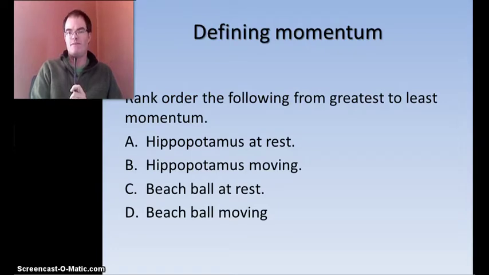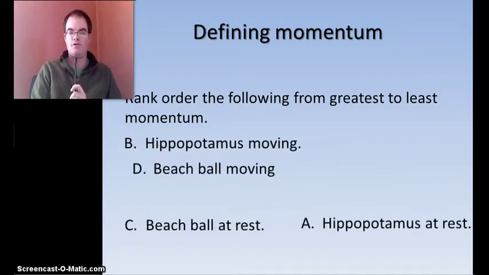Let's do this again. Let's rank order the following from greatest to least in terms of momentum. We're going to contrast momentum and inertia. What do you think? What has the most inertia? What has the least? Well, it turns out that neither the beach ball at rest nor the hippopotamus at rest have any momentum. But a hippopotamus that's moving definitely has more momentum than a beach ball that's moving.